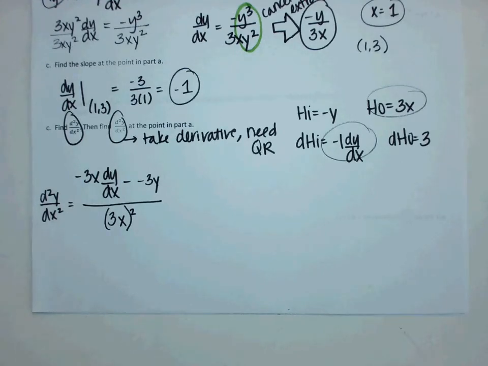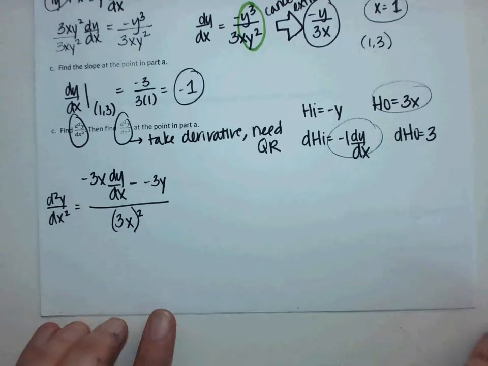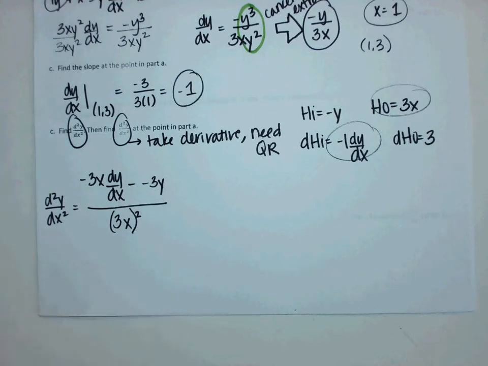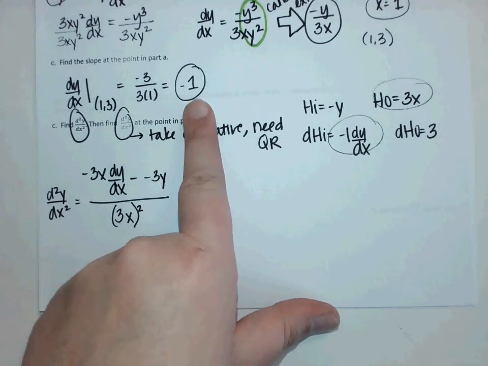Okay, now let's look at our equation. This is the second derivative at any point. When do I want the second derivative? At my point, 1, 3. So I'm going to plug in. What letters do you see we're plugging in? x is 1, y is 3. What is dy/dx? Oh, it's that thing. Yeah, you just found it.